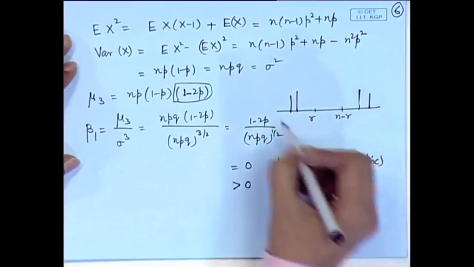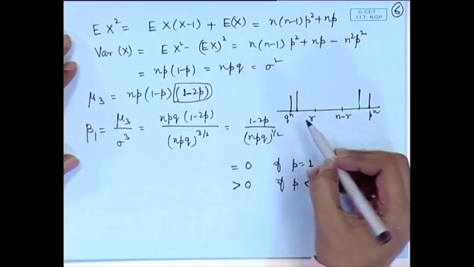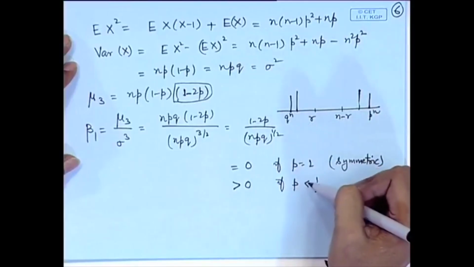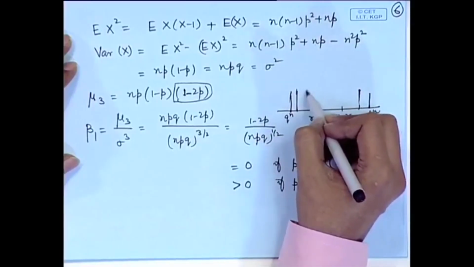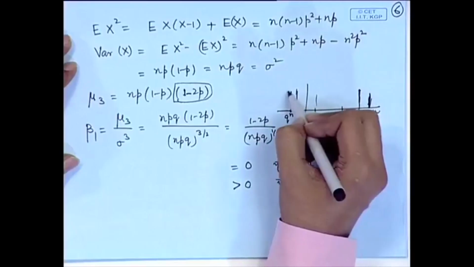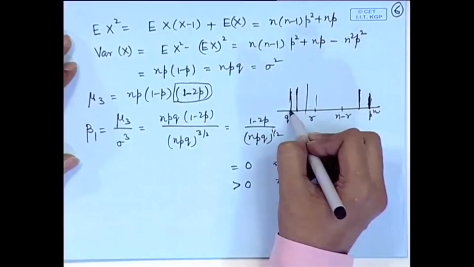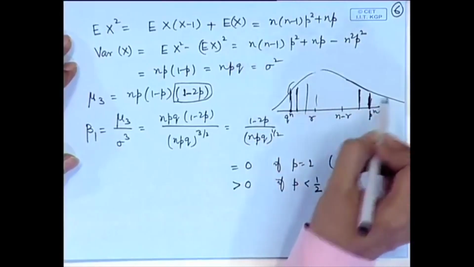Now, naturally this value is q to the power n, this value is p to the power n, etcetera. So, if p is less than half, then these values will be higher corresponding to the values on this side, these values will be smaller. For example, p to the power n will become less than q to the power n. So, it will be a positively skewed distribution.